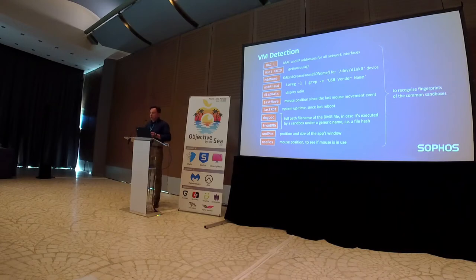Full path name of the actual DMG file. Some sandboxes may rename the DMG file into a hash, right? Or give it some generic name. So by fingerprinting that name, they can identify the presence of the virtual machine. Position and size of the app window, mouse position to see if the mouse is actually in use. Because if the mouse is not, have you seen Mac uses no mouse movements and no mouse present? Any sandbox has its own fingerprints, right? So they learn what those fingerprints are, and then by detecting those fingerprints, they can detect the common sandboxes.